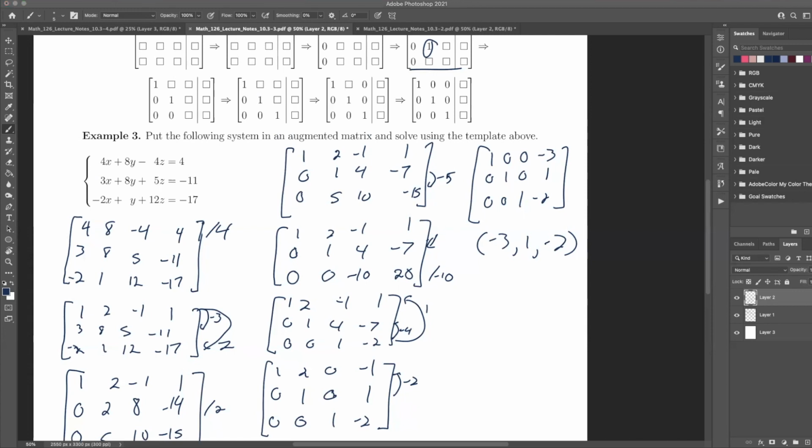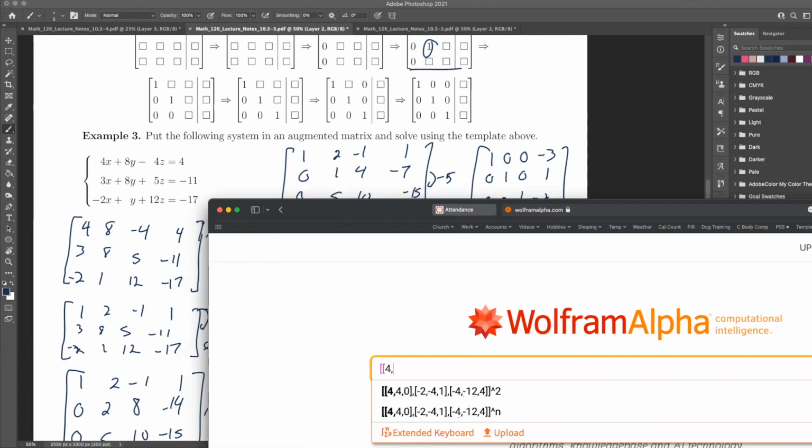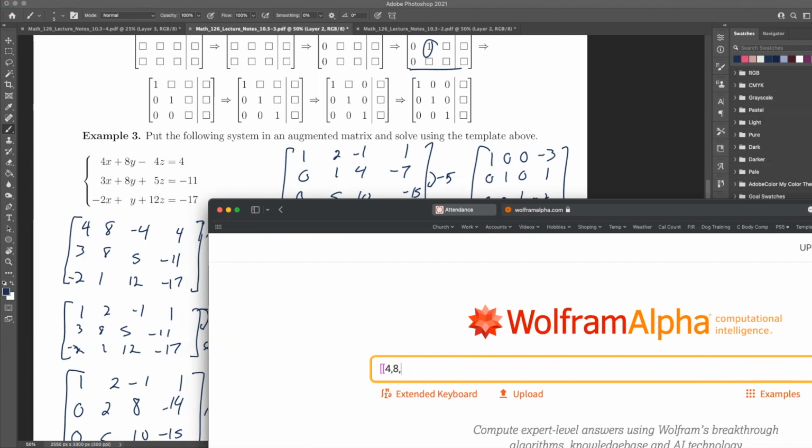All right. So let me show you how to type this in. At least I'll show you how to do one of them. All right. So you hit the double bracket, and then you're going to type in your matrix as following. So bracket, bracket, 4, 8, -4, 4. Okay, so that'll be your first row.